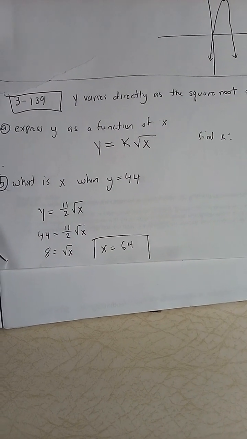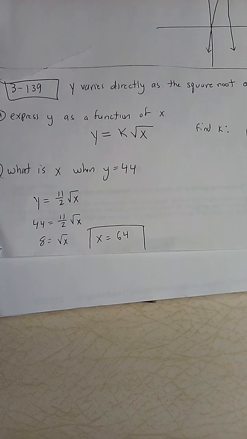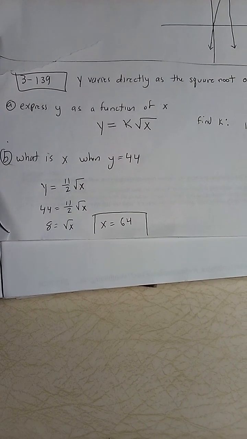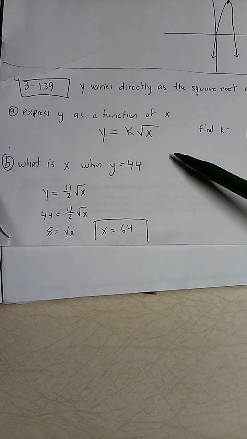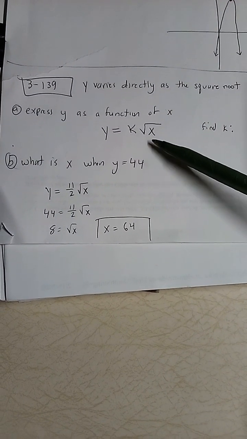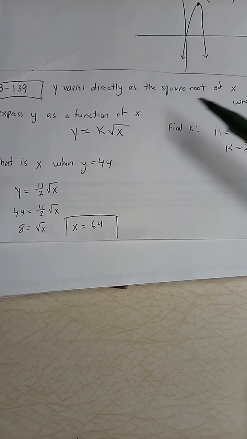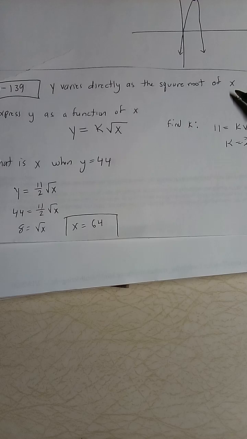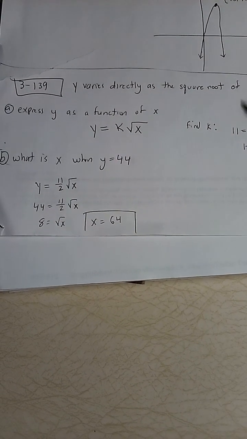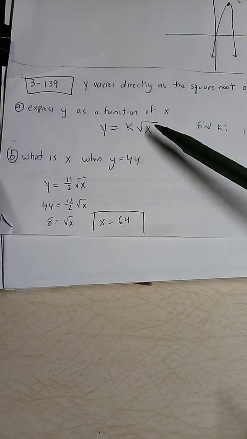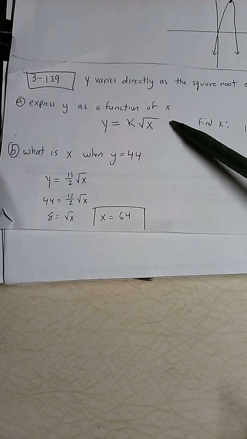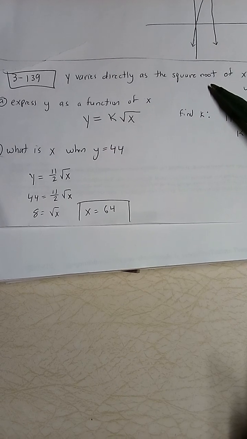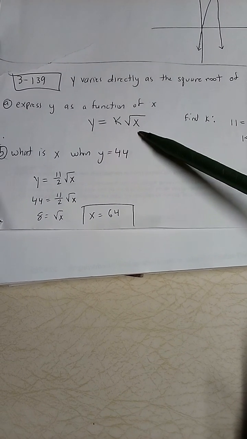So you might not remember this, but the direct variation is y equals k times x. And so I introduced a k, y equals k times x, but I didn't put x, I put the square root of x because it says varies directly as the square root of x. If it would have said inverse variation, it would be y equals k over x, but direct variation is always y equals k times x. In this case, we have to take the square root.